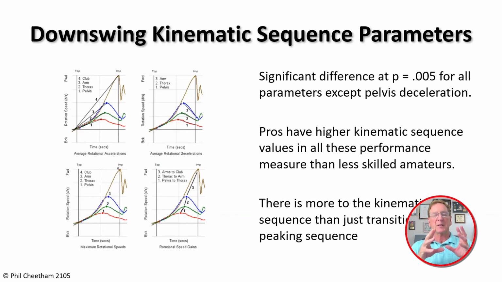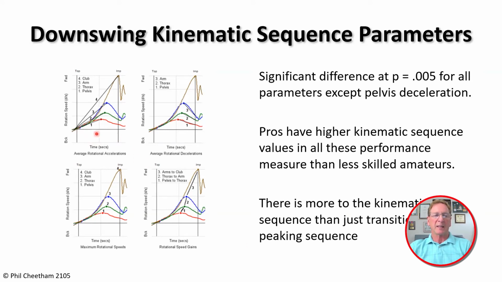One of the things that's important here is that when you think of the kinematic sequence, 9 times out of 10 people think about, oh, what was the transition sequence? Was it pelvis, thorax, arm, club? Or what was the peaking order? Was it pelvis, thorax, arm, club? And they think that the kinematic sequence is just those sequences. There is way more information in the kinematic sequence. And you can see here in the measurements that we made from the kinematic sequence.